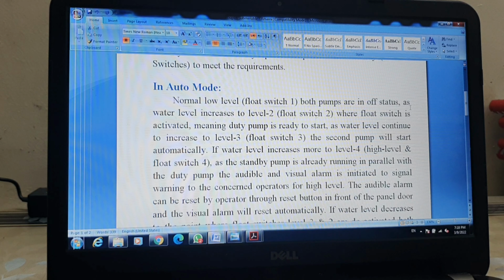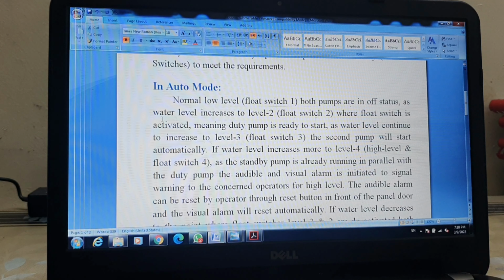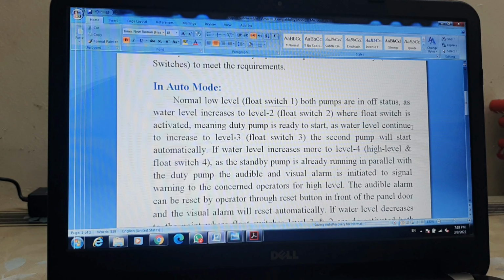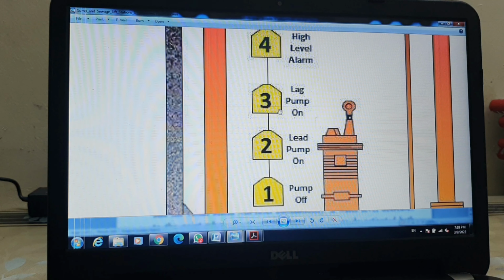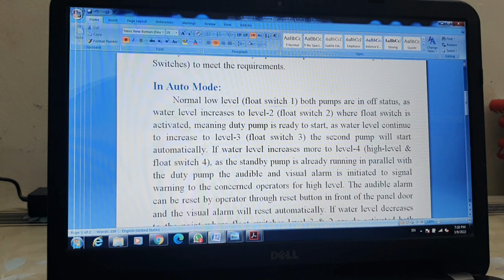So what is the complete sentence? As water level increases, level 2, float switch number 2, where the float switch is activated, meaning the duty pump, the first pump, as I told you, will start. As the water level continues to increase to level 3, if the water level is still increasing and reaches up to level 3, what will happen? The second pump will start automatically. So, as I explained, the second pump will start automatically.